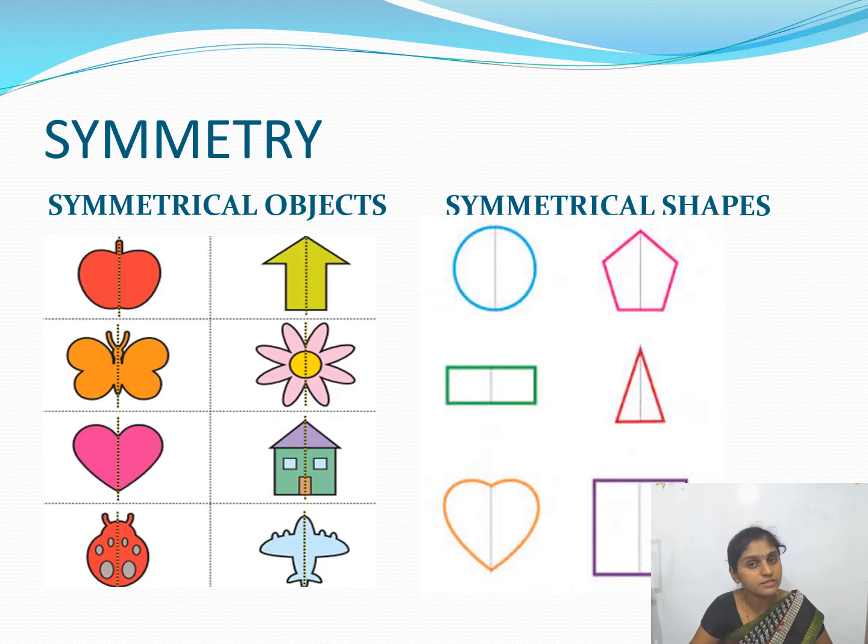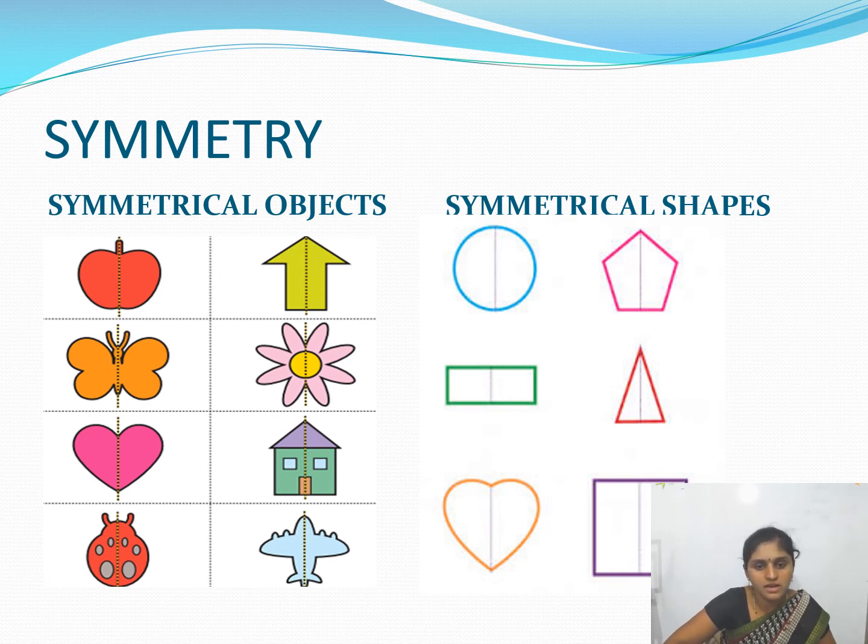Symmetry. So what do you mean by symmetry? Yes. After dividing the thing or object, we have to get exactly two halves. It should be exactly two halves. So see, here some objects are there, here some shapes. These are the mathematical shapes and these are the natural things, natural objects. The first one is apple, butterfly, this is heart shape, this is some insect, this is arrow, flower, home, aeroplane. These are some shapes and objects.